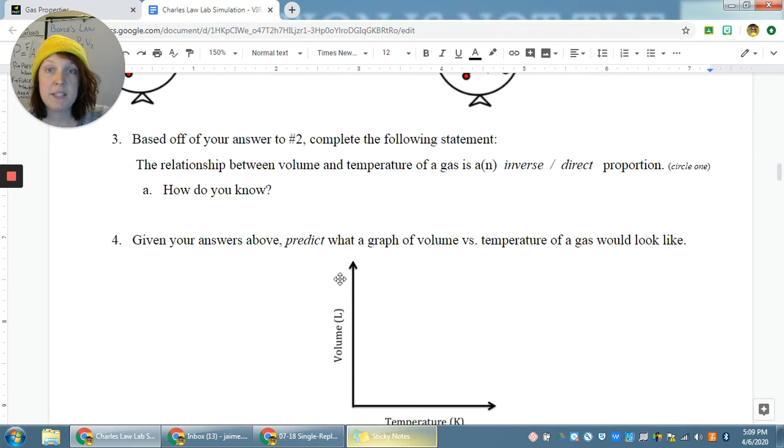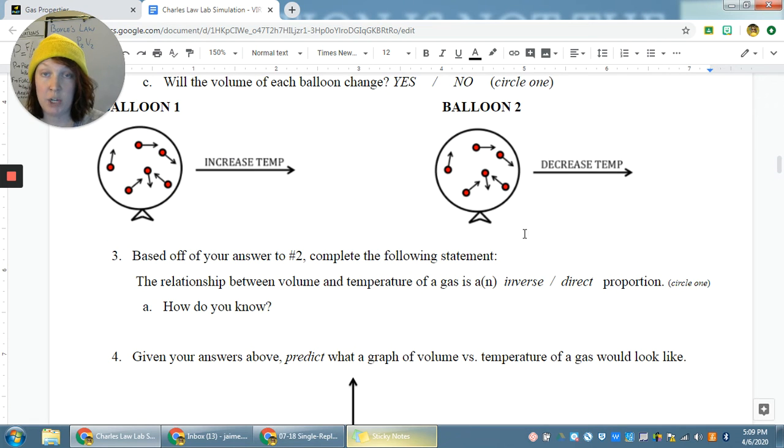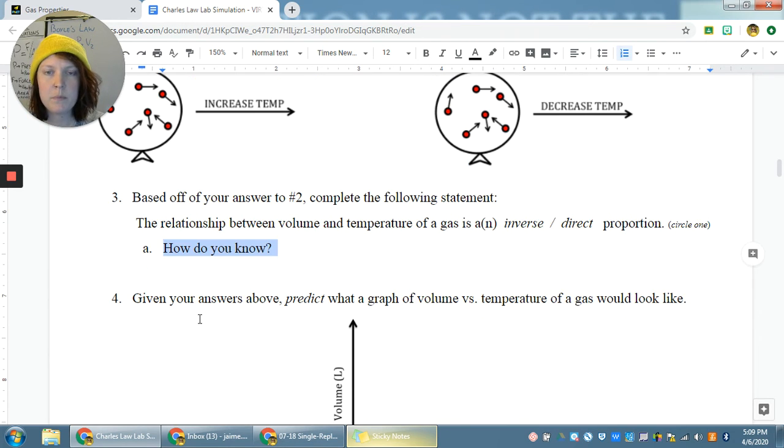Number 3, based off of your answer to number 2, complete the following statement. The relationship between volume and temperature of a gas is an inverse or direct proportion. And how do you know? So at this point, you could refer back to your pictures or the background section to help you answer this question here. How do you know it's an inverse or a direct proportion?